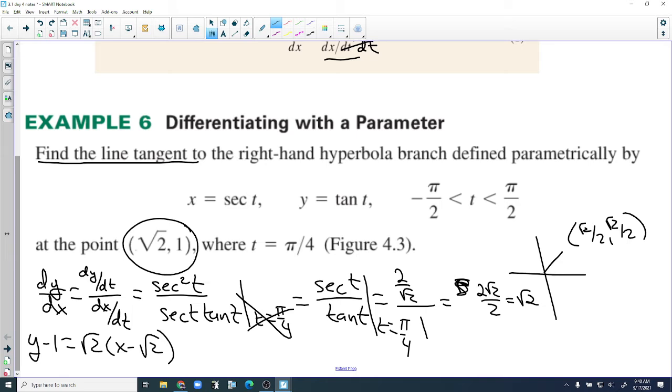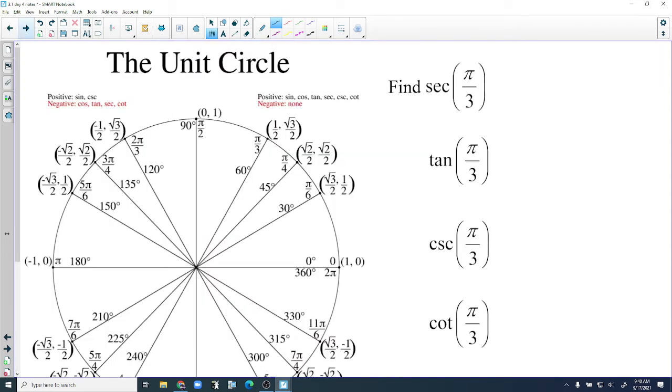Everybody good? All right. Let's talk about the unit circle, because they like to throw in trig functions with this. So I give you a copy of the unit circle. You have it now, so you can refer to that if you need to. For the test, you will not be given that.